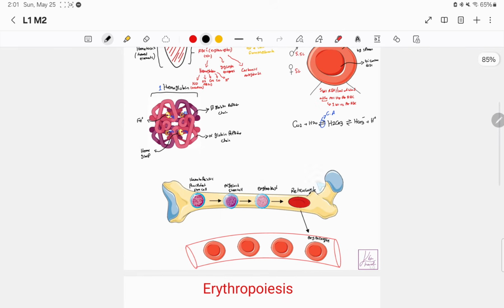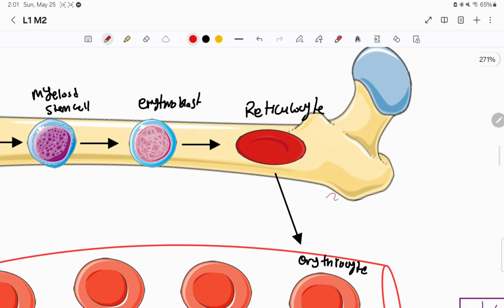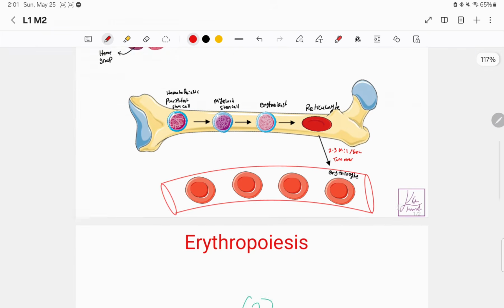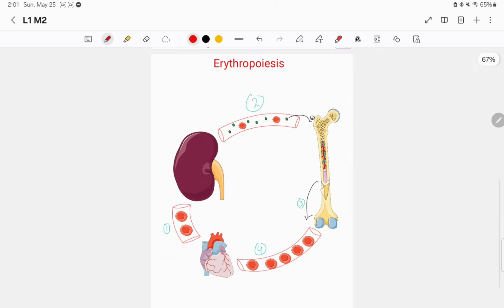So that was the process of erythropoiesis, or red blood cell formation. But now let's see what can stimulate this process, because it doesn't just happen on its own, okay? And there's about a 2 to 3 million red blood cell per second turnover rate, okay? So it's happening pretty frequently, okay? But what is the stimulus? So let's take a look at what the stimulus is, okay? This is actually very, very important.